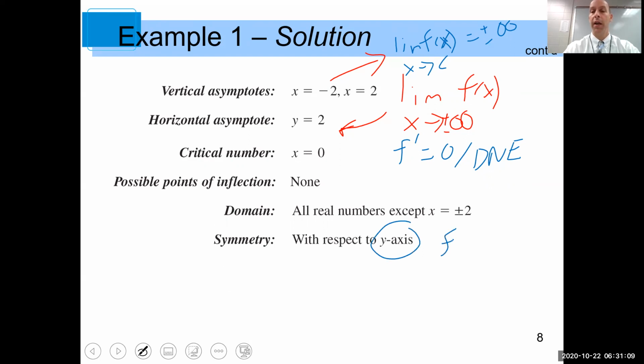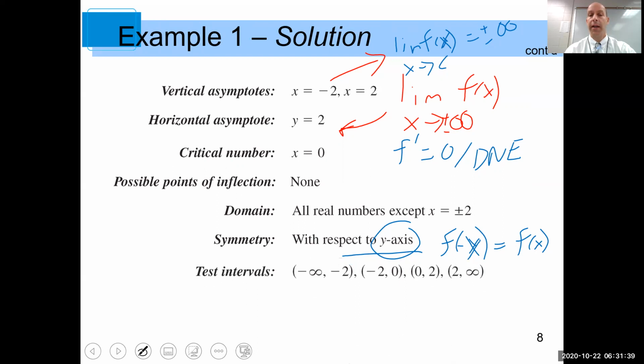In other words, if you plug in negative x into the function, you will get f of x. That's what it means. This is also review from things you've done in the past. So to find a symmetry with respect to the y-axis, if you plug negative x into the function, you will get f of x. If I had plugged negative x into the function and I got negative f of x, then that would tell us that we have an x-axis symmetry.